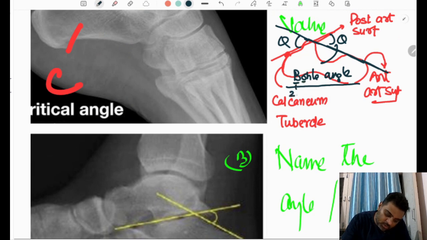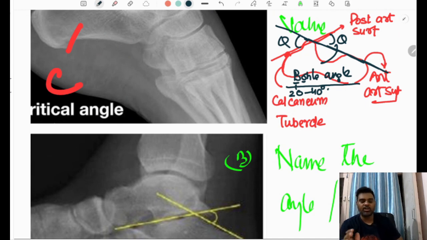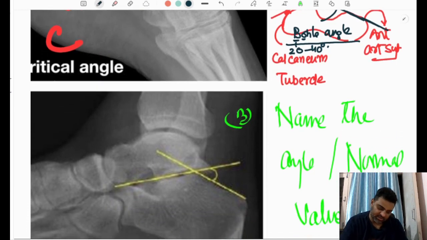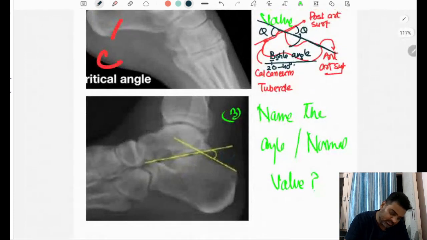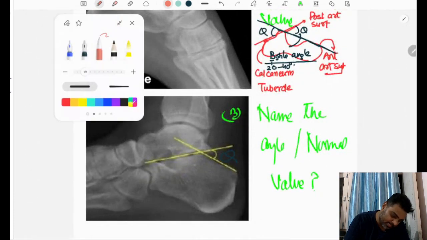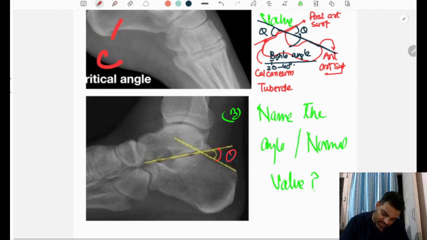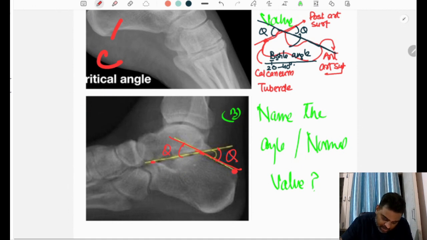B says do 2 and O says 20. It is 20 to 40 degrees. So this is Bowles angle, which is used in calcaneum fracture. This angle is Bowles angle. That is, a line is drawn from the calcaneum tubercle to the posterior articular surface, and another line is drawn from the anterior articular surface to the posterior surface.